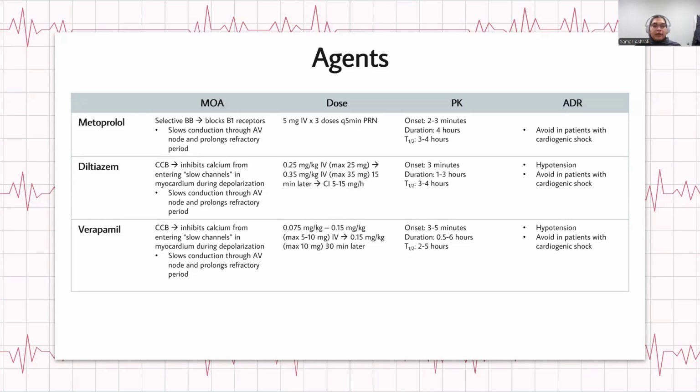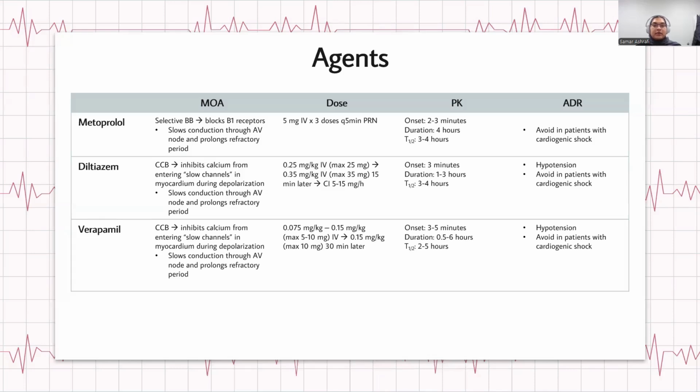Now, the dosing for these different medications are listed there. Metoprolol is typically given as 5 milligrams IV for 3 doses as needed. It has been studied in higher doses, up to 10 milligrams in a couple of studies, but most commonly everyone is doing 5 milligrams. And then for diltiazem and verapamil, both of those are weight-based with sequential up titrations in the dose as needed. Now, the onset of all of these medications are typically 2 to 3 minutes with a half-life of a few hours.